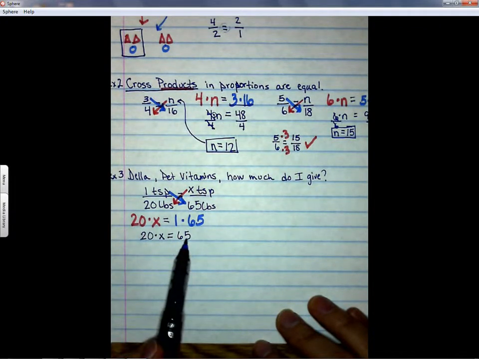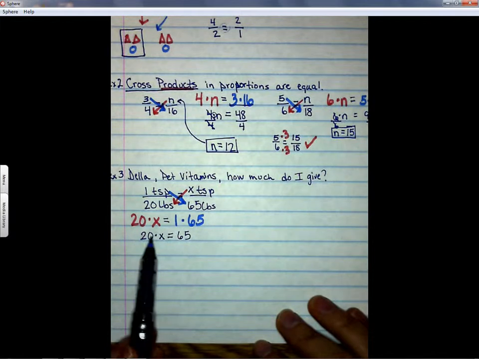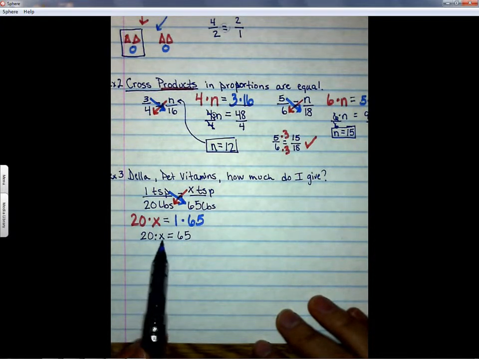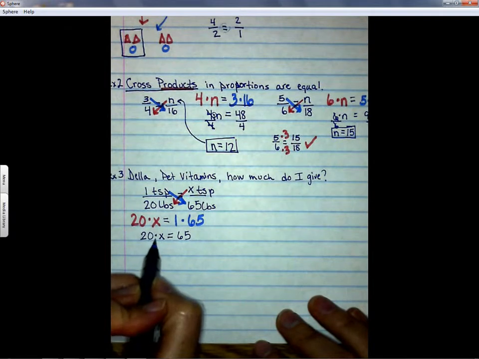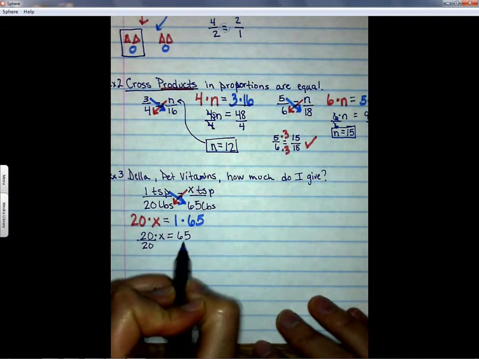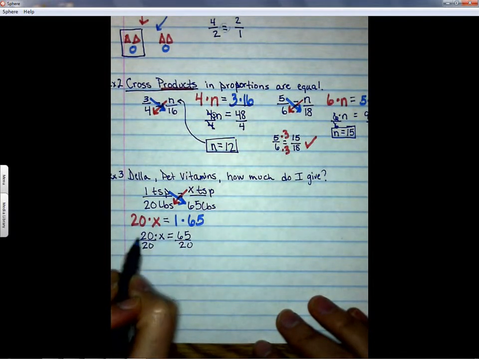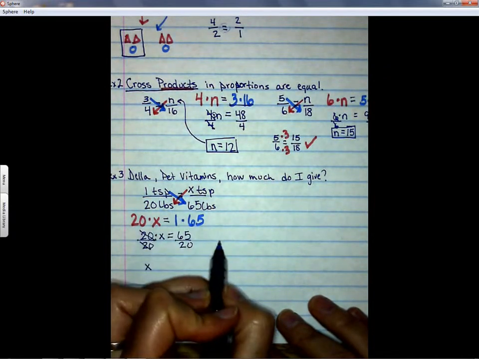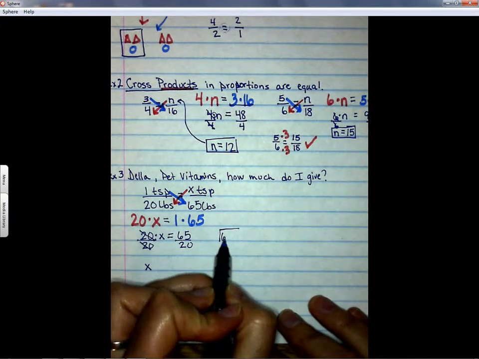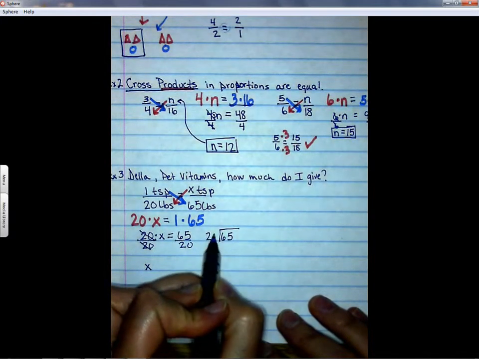Now that I have one constant on this side, now I can work on this side. Remember, our number one goal is to get the variable alone. And because of 20 times x, the inverse of multiplication is division. So I'm going to divide by 20. These cancel out, and I'm left with x. And sometimes you might need to do your division on the side. That's absolutely fine. Let's do that now.